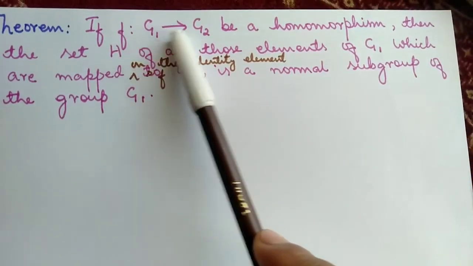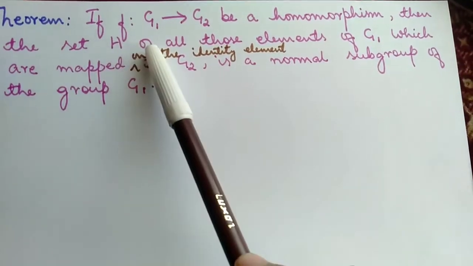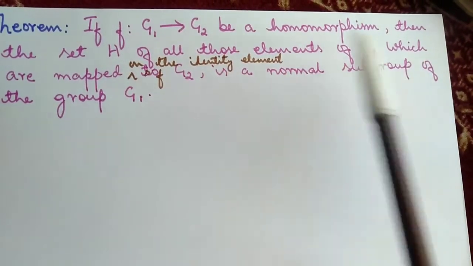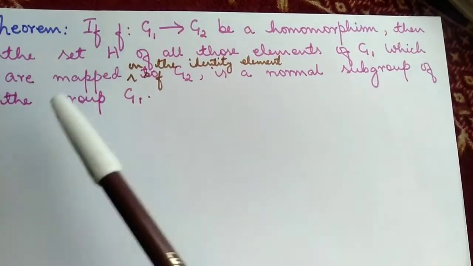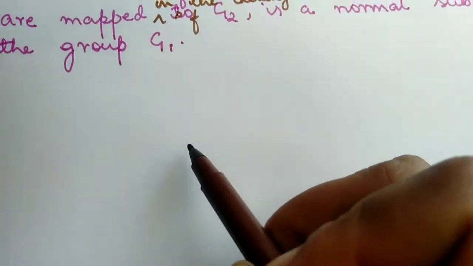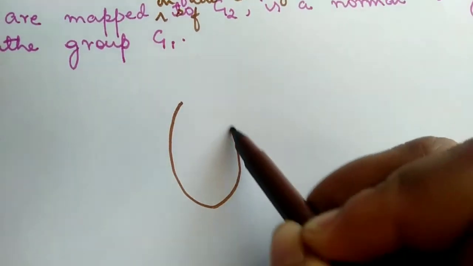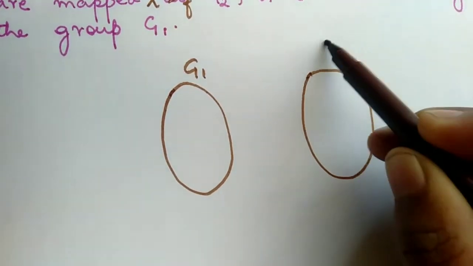If a mapping from G1 to G2 is a homomorphism, then the set H of all those elements of G1 which are mapped onto the identity element of G2 is a normal subgroup of the group G1. Say we have a group G1 and a group G2.